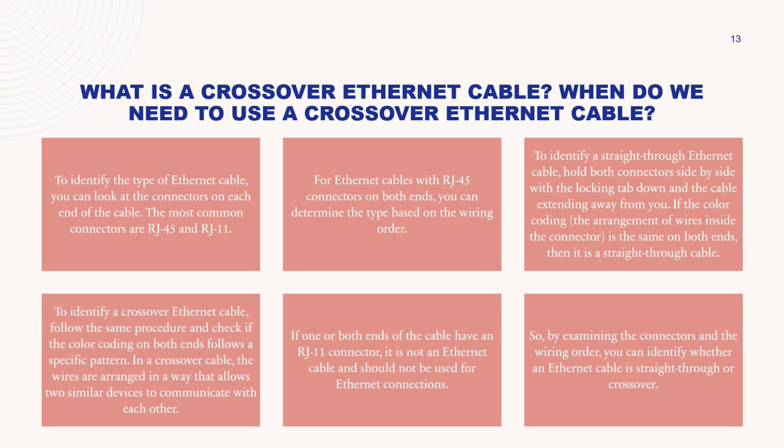The crossover Ethernet cable is needed when connecting two identical devices because both are transmitting and receiving data on the same wire. If a regular straight-through Ethernet cable is used, the transmit pins on one device will be connected to the transmit pins on the other device and receive pins will be connected to receive pins. This will result in a communication problem.